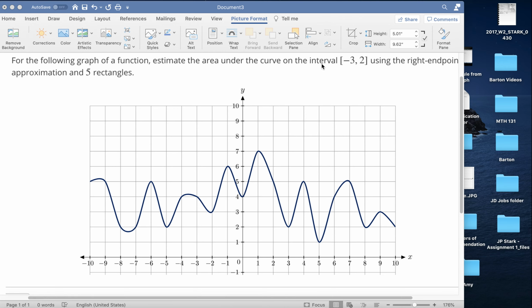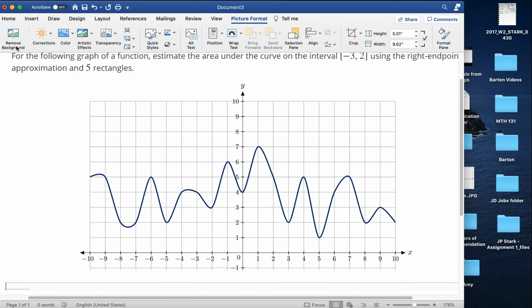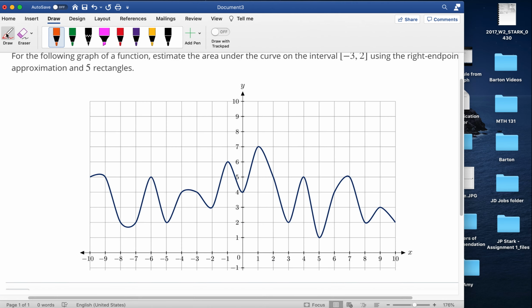Okay, we've got one where we're looking at a Riemann sum, and in this problem we're given the graph of the function. We want to use right endpoint approximation with 5 rectangles. So I know it looks a little intimidating, but I think once we get in and start doing this problem, you'll see that the way this one's presented is really convenient.